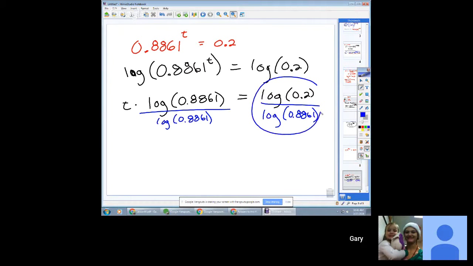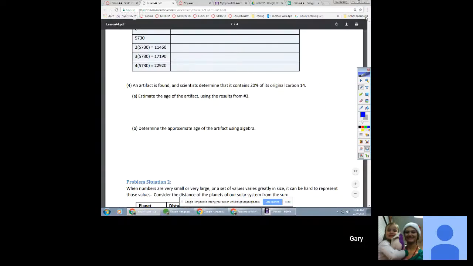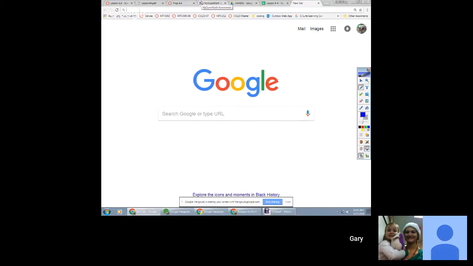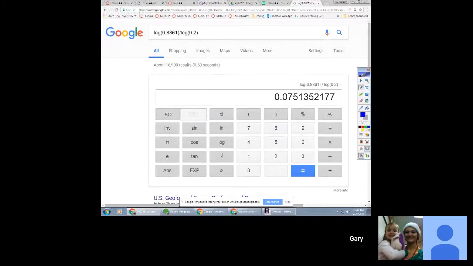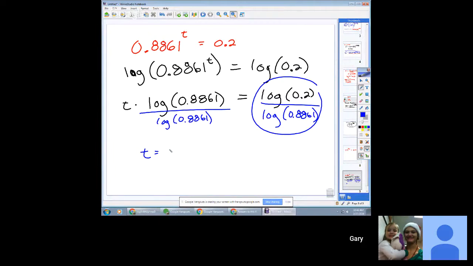And so that right there is the answer I want to plug into my calculator. So t is supposed to be equal to that. Let's plug that in, see what we get. I've got the log of 0.8861, close that one, divide by the log of 0.2. And my calculator says 0.07. That's what this formula claims t is.